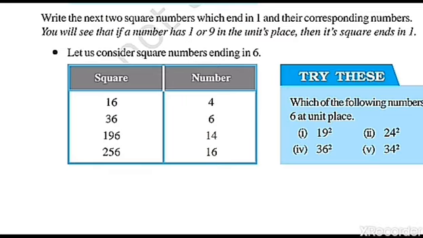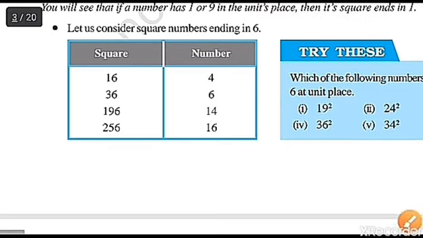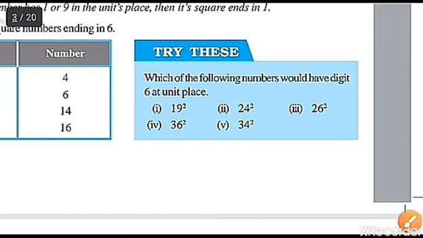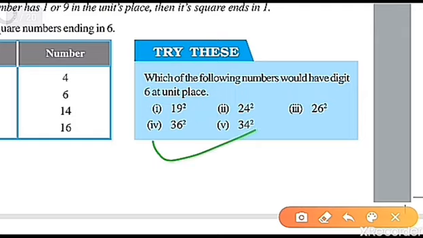You can see here we have two numbers written, 14 and 16. The corresponding squares are 196 and 256. So 14 squared is 196 and 16 squared is 256. These two numbers are ending with 4 and 6, and similarly their squares are ending with the digit 6. So you can do this by yourself.